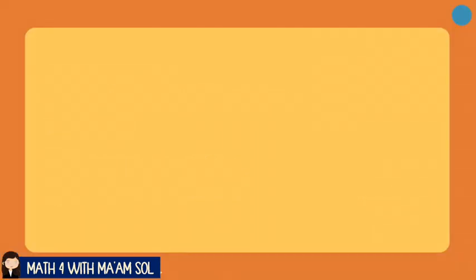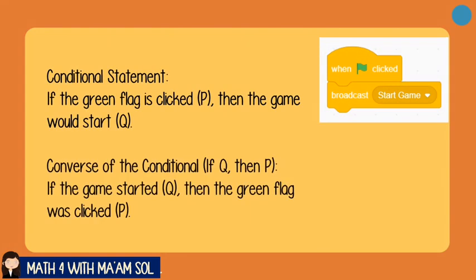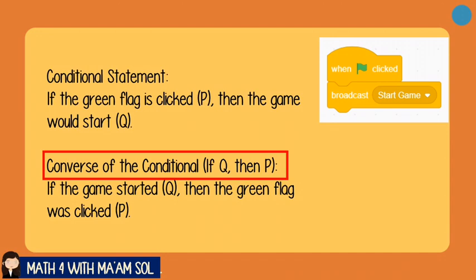When you interchange P and Q and make it if Q then P, then you are stating the converse of the conditional statement. Let's use our first example again. Our conditional statement was if the green flag is clicked, then the game would start. The converse statement of that would be if the game started, which was originally our Q, then the green flag was clicked, which was originally our P. Again, with respect to the conditional statement, the converse would be in the form if Q, then P.